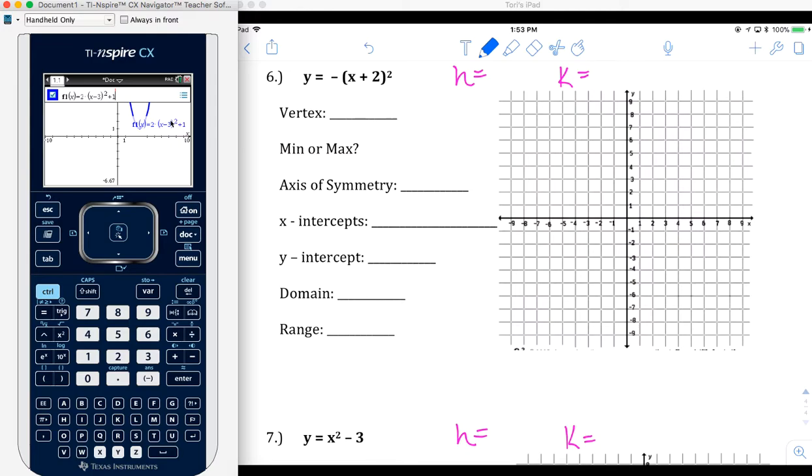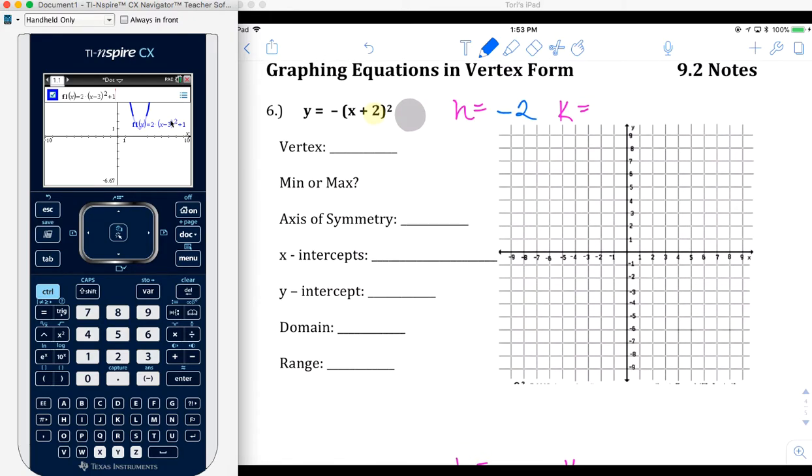All right, number 6 is the first time that this starts to look really weird because we have an h coming out of the parentheses, but we don't have a k this time. So when I say x minus what, we know -2. But I want you to make a note on this one. When there's no number after the parentheses, that's when we say k is 0. Okay? So our point is -2, 0. And that's going to be where our vertex is.